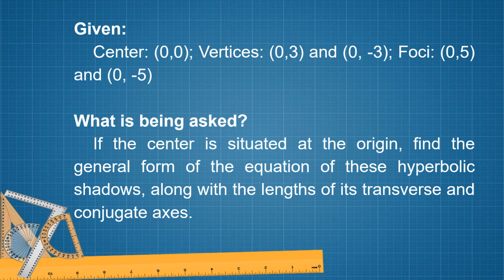So let's start with the given. The given is center at 0, 0, vertices at 0, 3 and 0, negative 3, and foci at 0, 5 and 0, negative 5. Why? Because based on the problem, the foci are located 2 units away from the vertices. Since the vertices are 3 units away from the center, we add 2. That's the reason why the foci are located at 0, 5 and 0, negative 5. Now, what is being asked? Find the general form of the equation of these hyperbolic shadows along with the lengths of its transverse and conjugate axes.